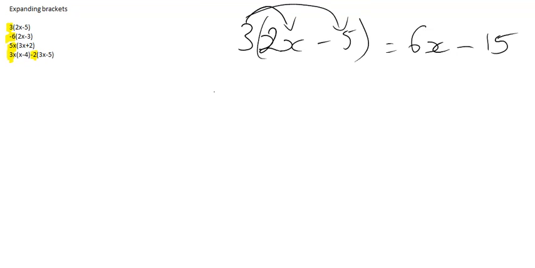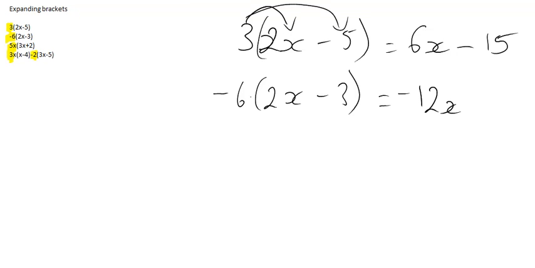The next one we're going to look at is minus 6 multiplied by 2x minus 3. Now, the reason why I've included this one in here is because if I do a minus times a plus, my answer is a minus. So minus 6 multiplied by 2x is minus 12x. But when I do the second part, I've got minus 6 multiplied by a minus 3. And a minus times a minus makes a positive. So I get 18. So my expanded version is minus 12x plus 18.